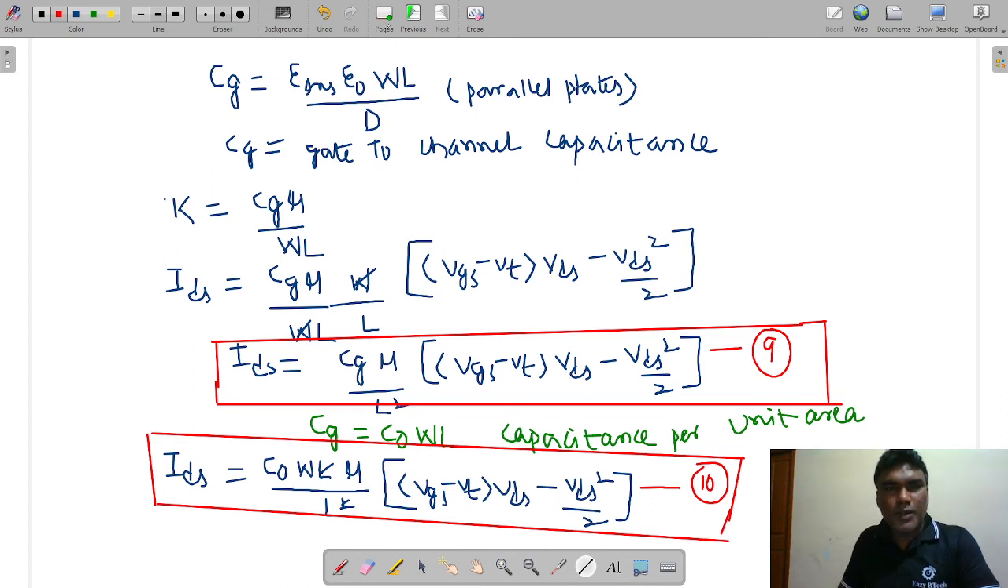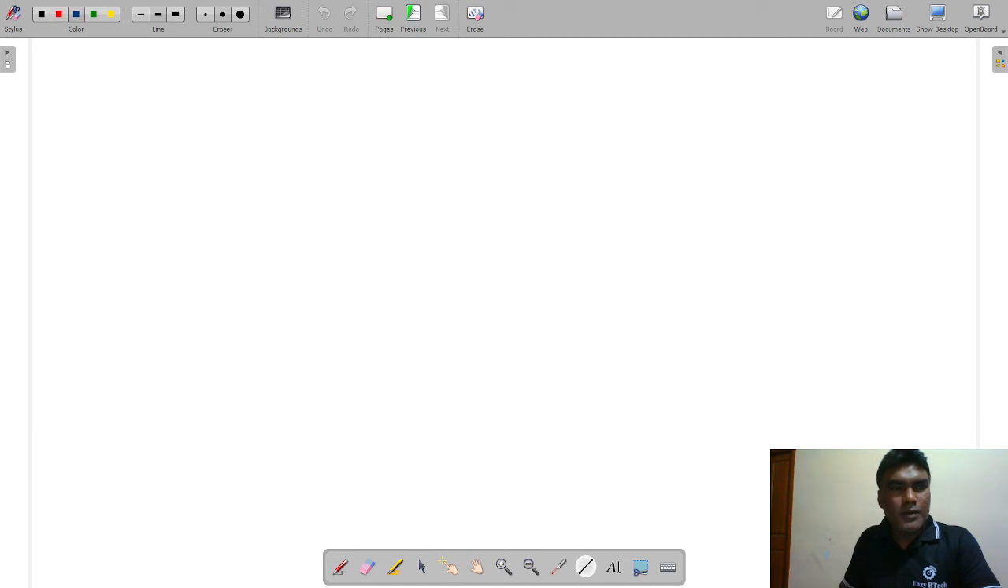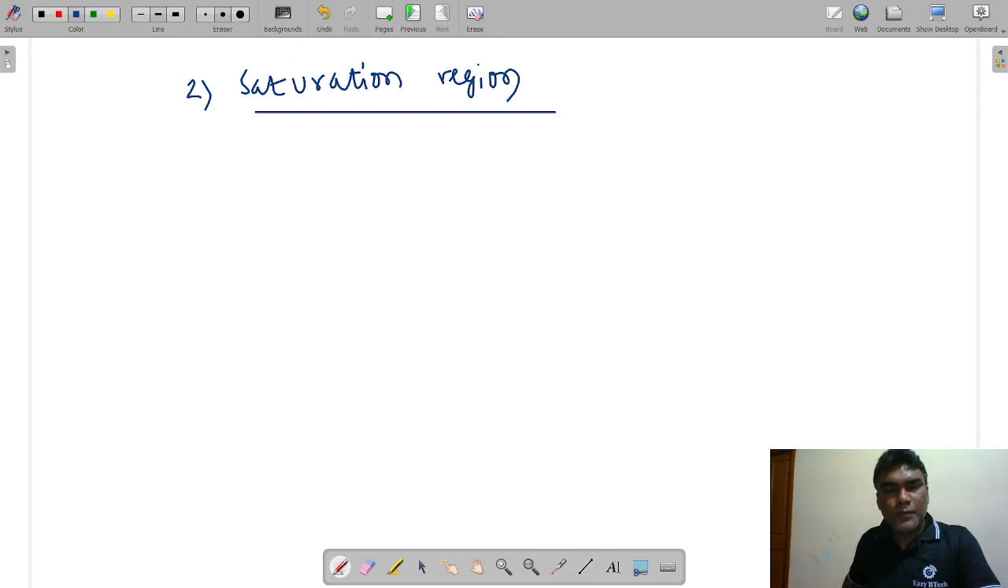Let us take this one in saturation region. So in saturation region, the second one is saturation region current flow. VGS minus VT is equal to VDS. VGS minus VT, there is a flat channel existing between source and drain.